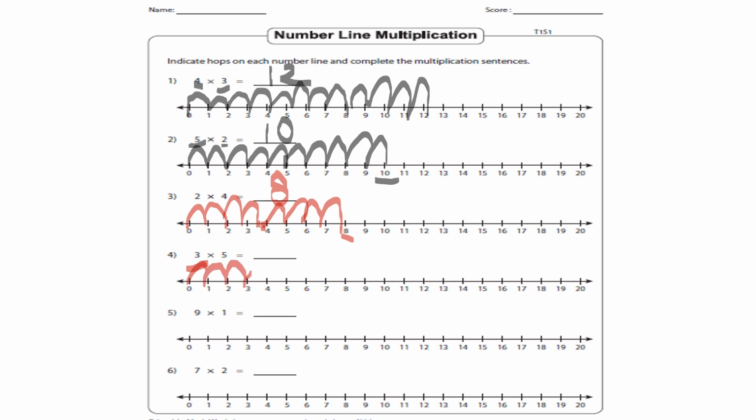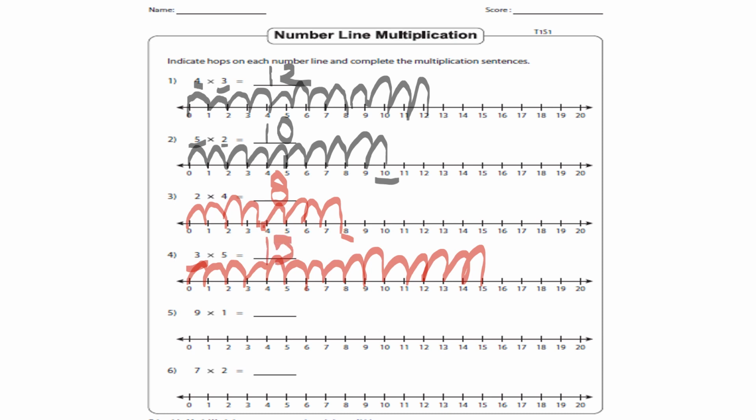1 time. 1, 2, 3. 2 times. 1, 2, 3. 3 times. 1, 2, 3. 4 times. 1, 2, 3. 5 times. Right? So 3 fives are 15.